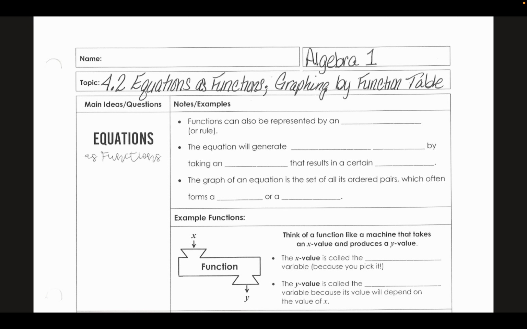Welcome everybody to Algebra 1, Section 4.2, Equations as Functions, Graphing by Function Table. So let's talk about equations.